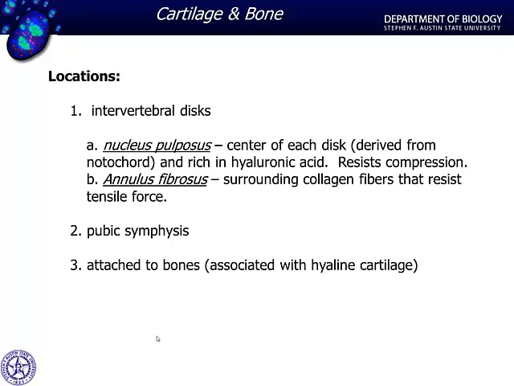So fibrocartilage, where do we find this? Our intervertebral discs, our pubic symphysis, attached to bones, and this is going to be sort of a transition point where we're attaching our bones to hyaline cartilage and attaching hyaline cartilage to our ligaments. So you're going to see these in all the same places. And when you see hyaline cartilage, almost be expecting to see these fibrocartilages linking into our ligaments or linking into tendons even.